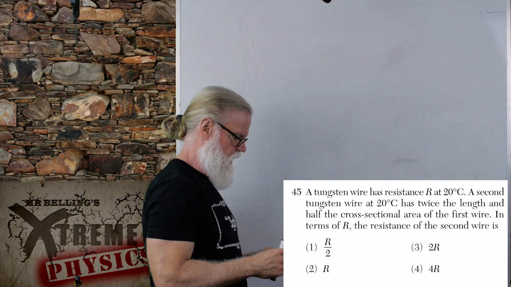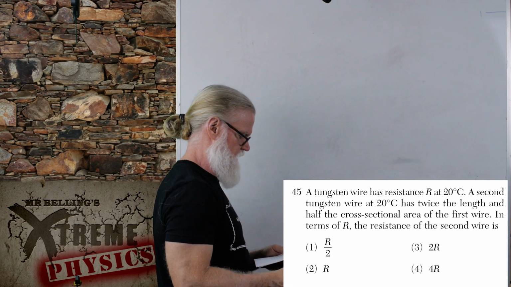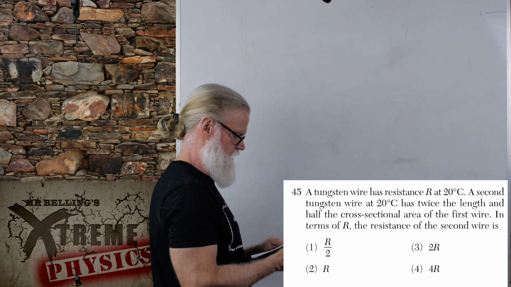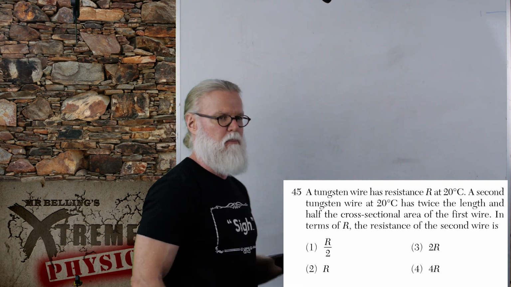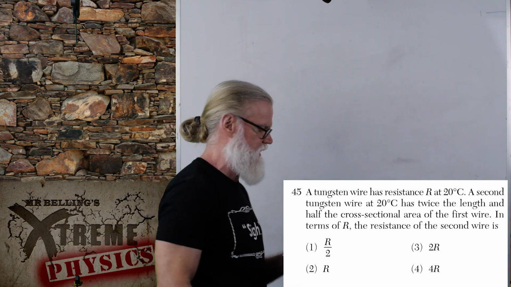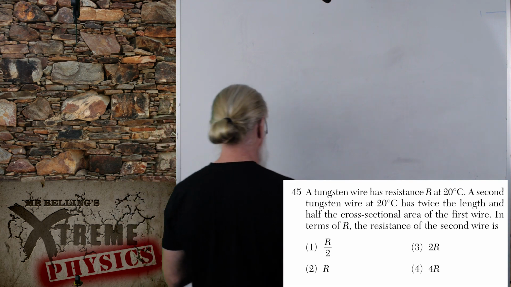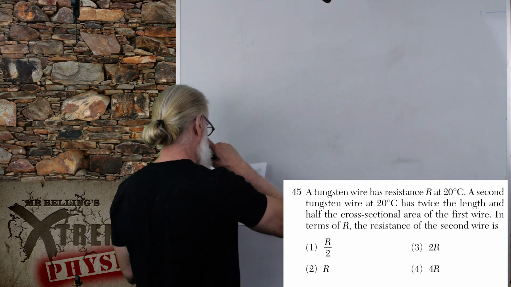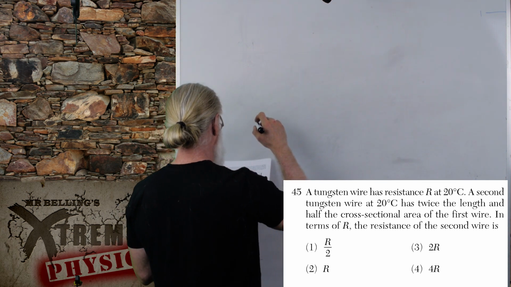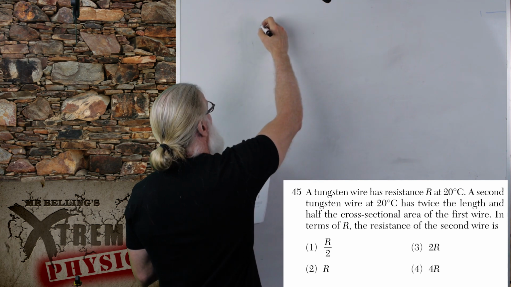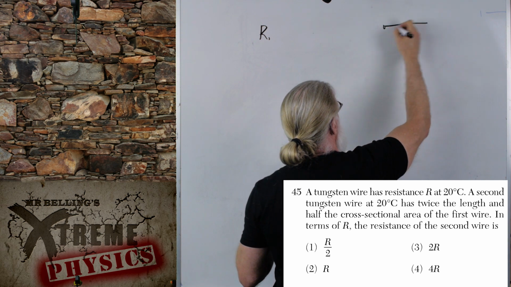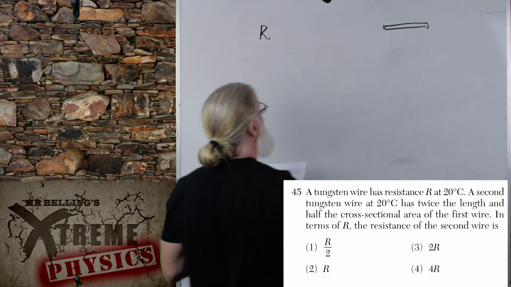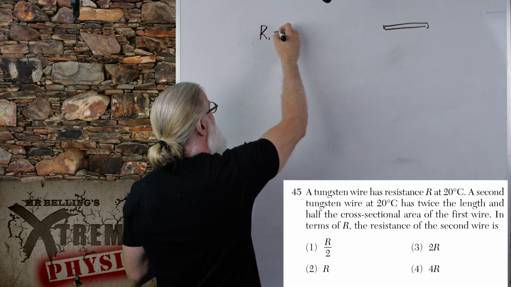A tungsten wire has a resistance R at 20 degrees C. A second tungsten wire, twice the length and half the cross-section area. All right. This is proportional thinking if there ever was a question. I love proportional thinking. That's the beauty of physics. So in the first case, we got this wire. There it is. It's made out of tungsten. R1. It has a resistance.